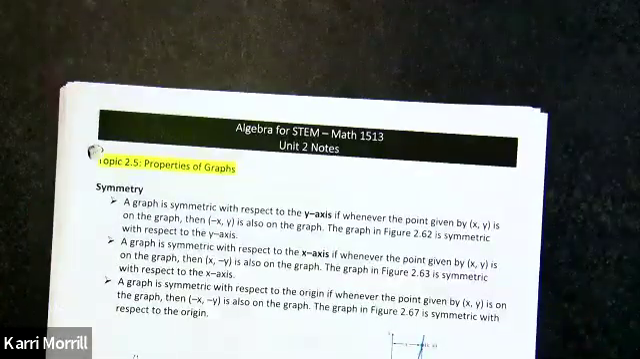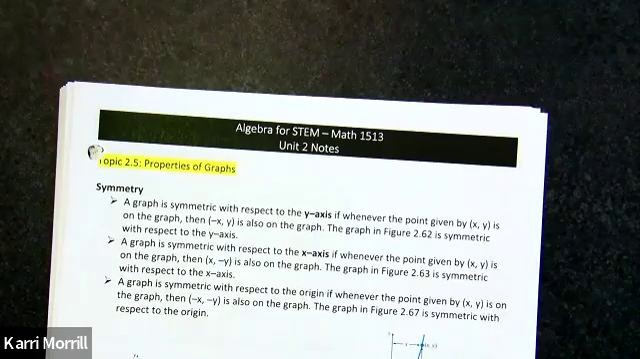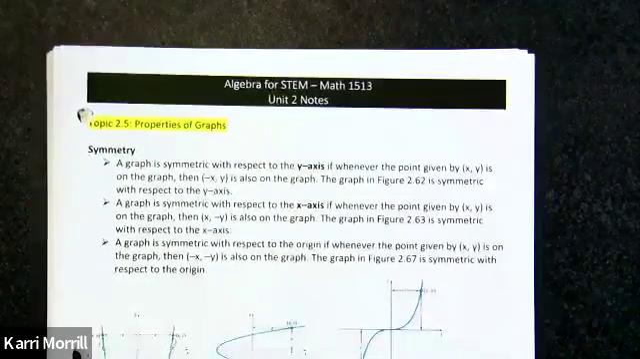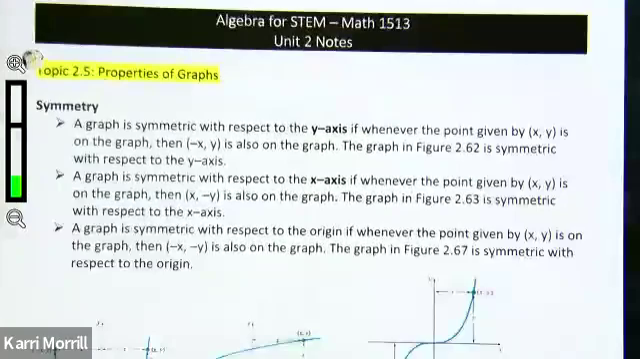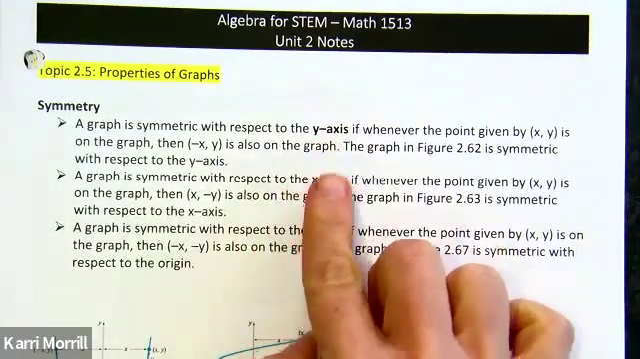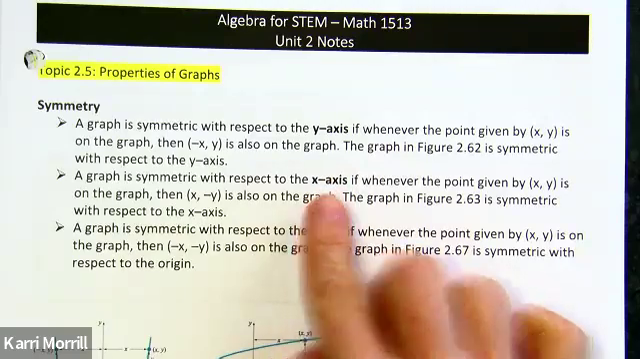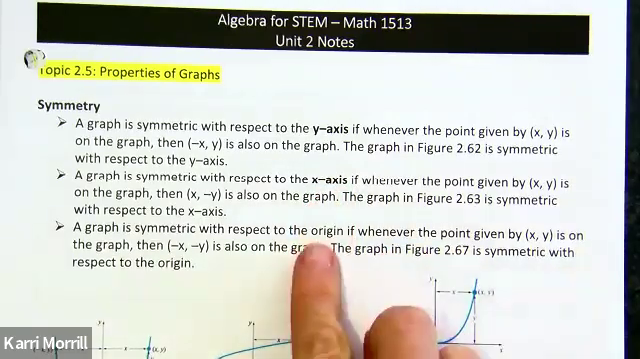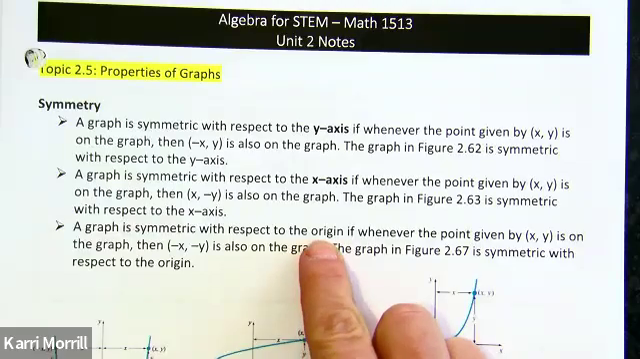So we're going to move on to 2.5. Don't forget that 2.4 is due tonight. 2.5 is mostly just talking about a graph being symmetric with respect to either the y-axis, the x-axis, or the origin, which it's not in bold, but maybe it should be.